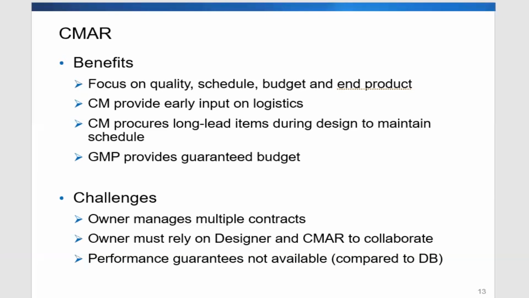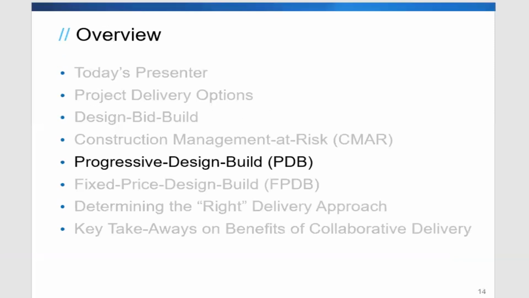And also, finally, for CMA, there is no predefined performance guarantee. So compared to design build, which I'll talk about later, there are no predefined goals for the contractor to meet. The goal is for the contractor to coordinate with the designer and come up with the most cost-effective way without any performance guarantee or prescriptive scope of work.